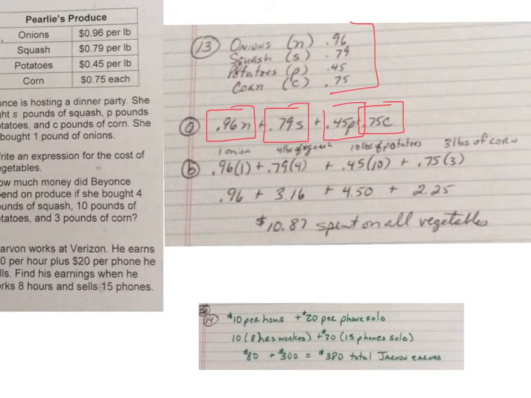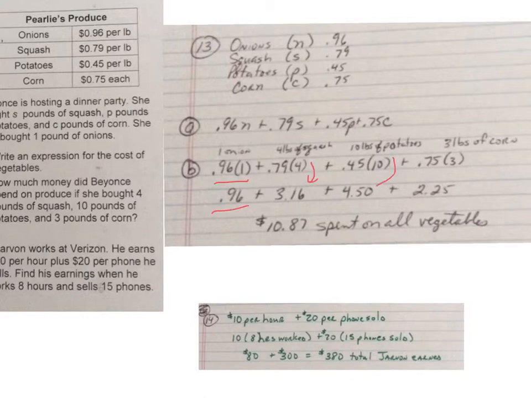So putting those all together and adding them up, let me create an expression. Well, if you notice, we already have 1 pound of onion, so I just put a 1 in there. So that gave me 96 cents. Then 4 pounds of squash, 10 pounds of potatoes, 3 pounds of corn. Once I got them all converted into money, I added them all up, and it came out to $10.87 spent on all the vegetables.